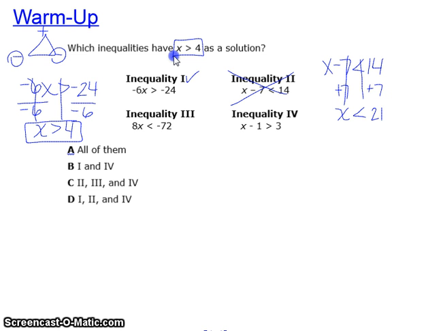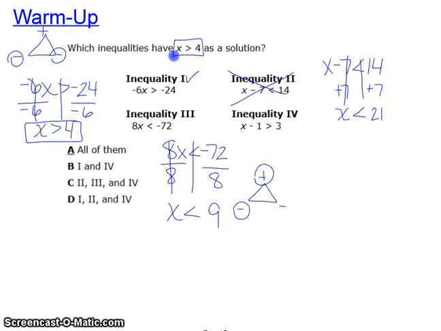So let's look at inequality 3. I have 8x is less than negative 72. Again, I draw that line through the equal sign. I divide by 8 because with 8 times x, I have to do the opposite. So I'm left with x is less than negative 72 divided by 8, which is 9, and then I use that triangle to see if my answer should be positive or negative. I have a negative and I'm dividing that by a positive, so my answer should be negative. x is less than negative 9 does not match x is greater than 4. So I know that inequality 3 is not true.